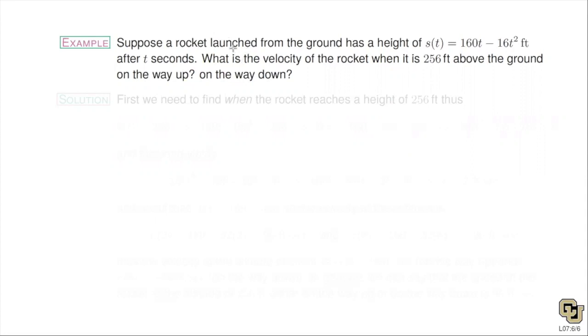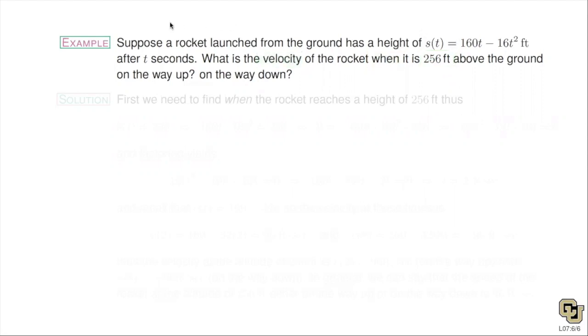So, to me, there's one extremely important word that's being used in this problem, and it's the word when. There are two parts here that we want to know. What is the velocity of the rocket when it is 256 feet? We want to know something about the velocity, and when indicates that moment of time. And we're given this position. So we have these three ideas: velocity, time, and position.